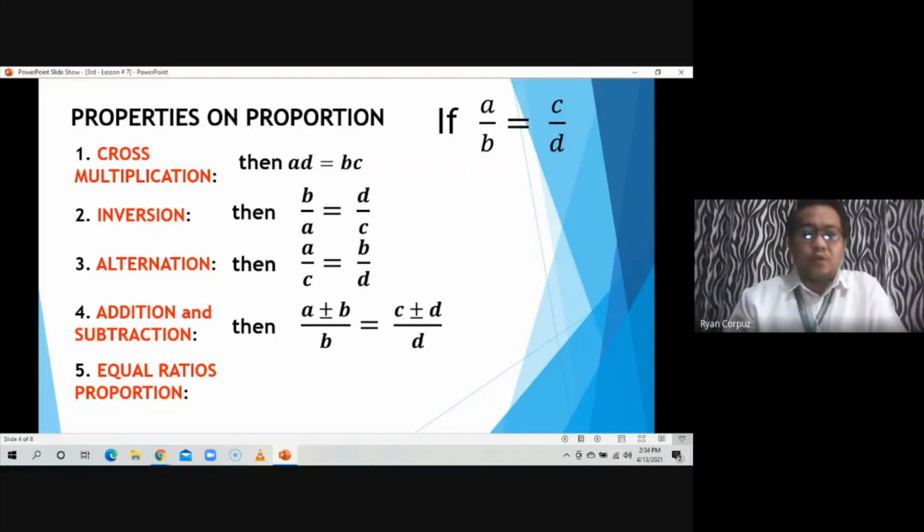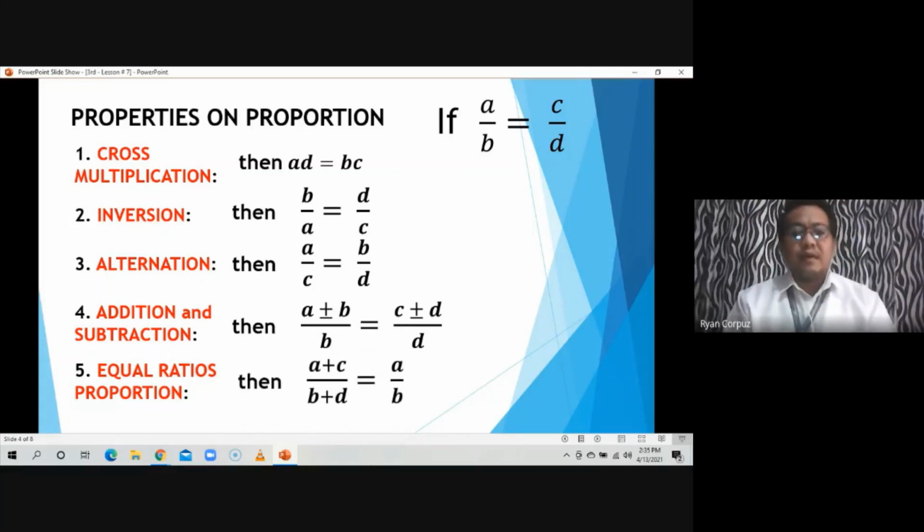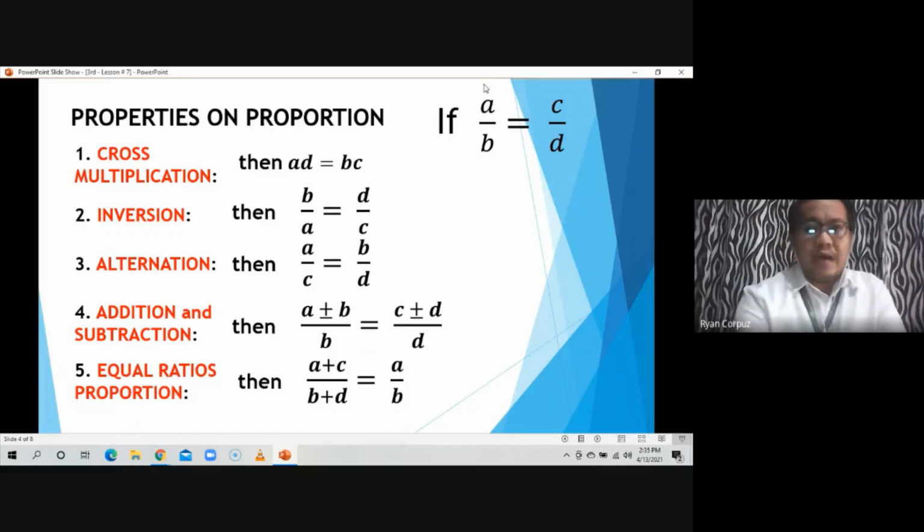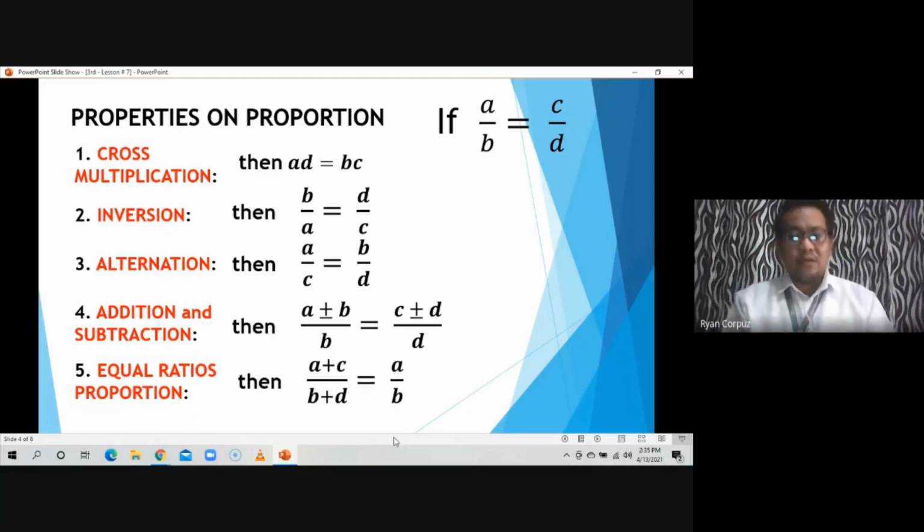Para naman equal ratios proportion, sabi ito, if A over B is equal to C over D, then A plus C over B plus D is equal to A over B. Paano ginawa? We added both numerators as the numerator of the first ratio, then we added both denominators as the denominator of the first ratio. And it will be equal to the first ratio given. So kahit gawin natin equal ratios proportion, still magkakaroon tayo ng proportion. Magiging equal pa rin yung two ratios natin.